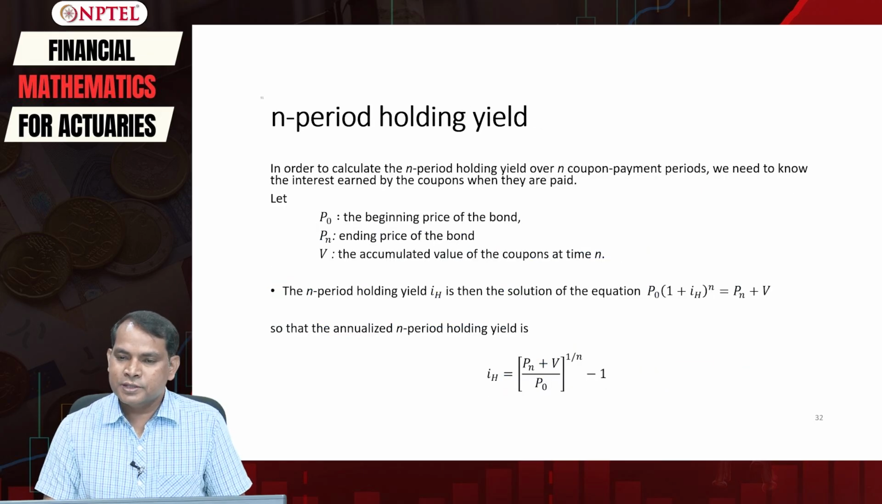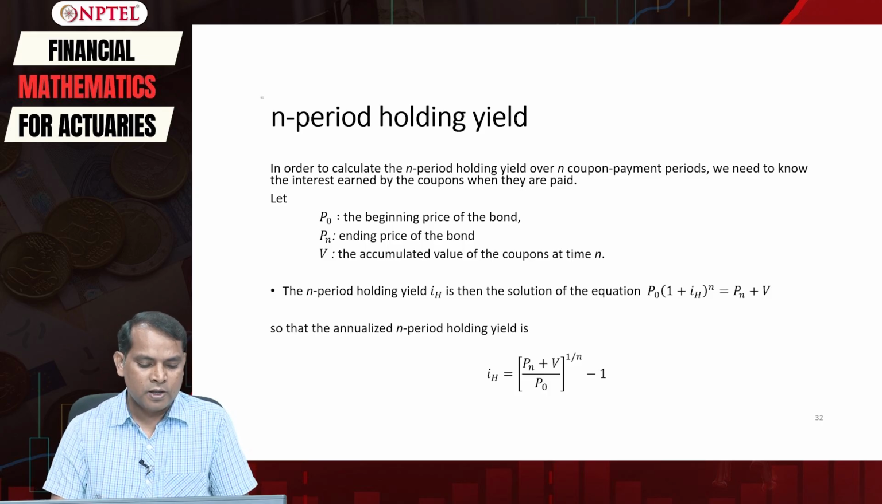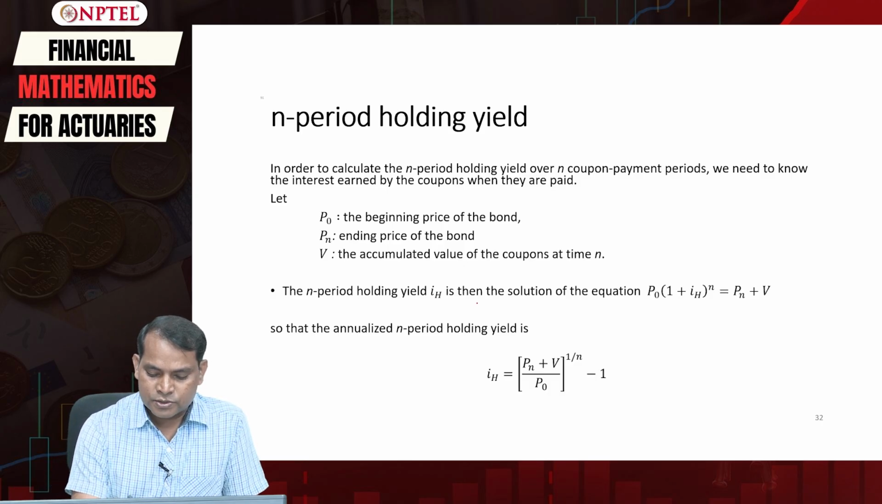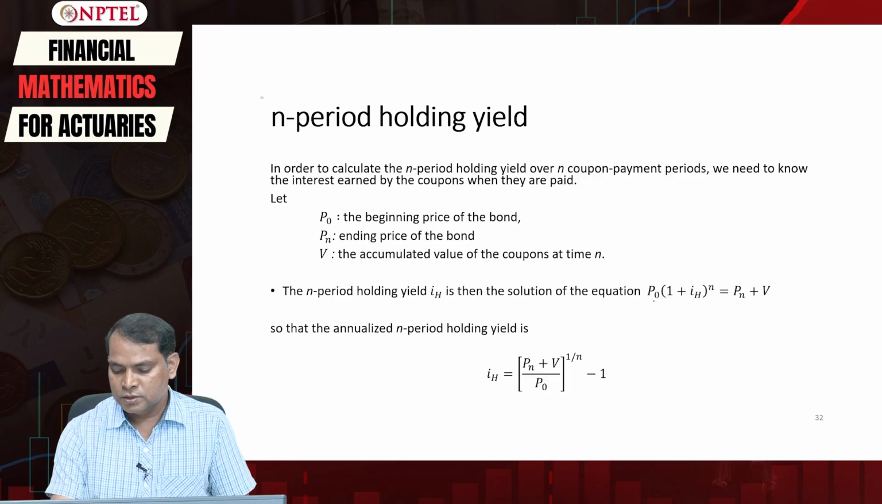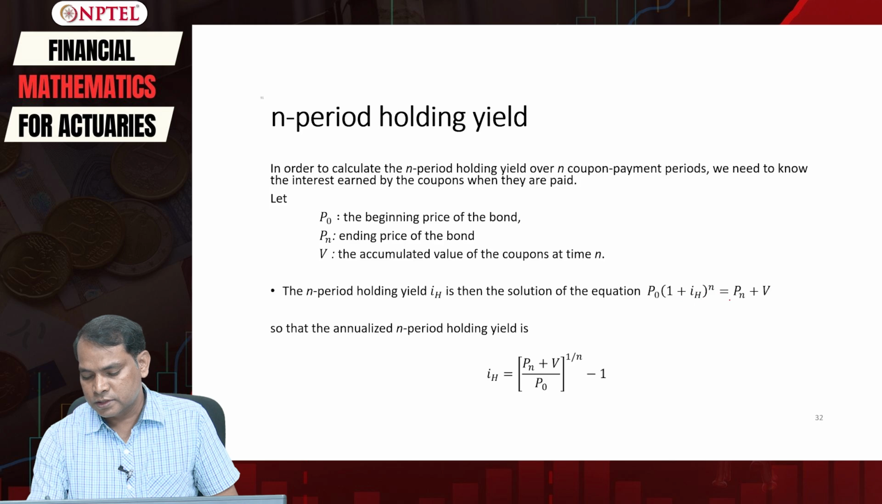Now, we can extend this formula to n period holding yield. In order to calculate the n period holding yield over n coupon payment periods, we need to know the interest earned by the coupons when they are paid. So, let us denote P0 as the beginning price of the bond, Pn as the ending price of the bond, and V as the accumulated value of the coupons at time n. The n period holding period IH is then the solution for the equation P0 times (1 plus IH) to the power n, which is equal to Pn plus V.